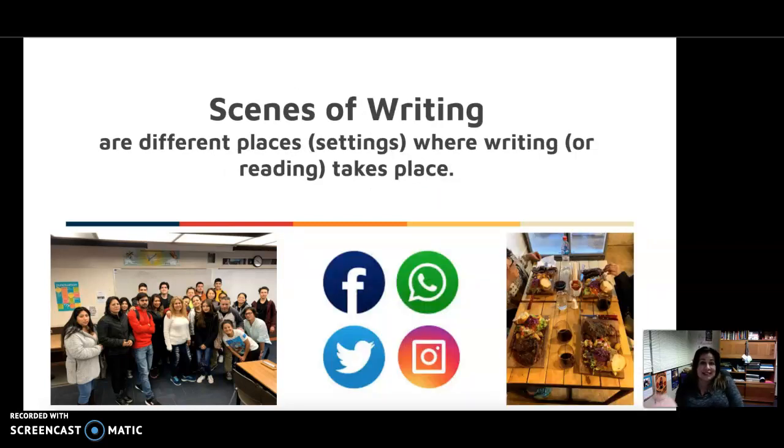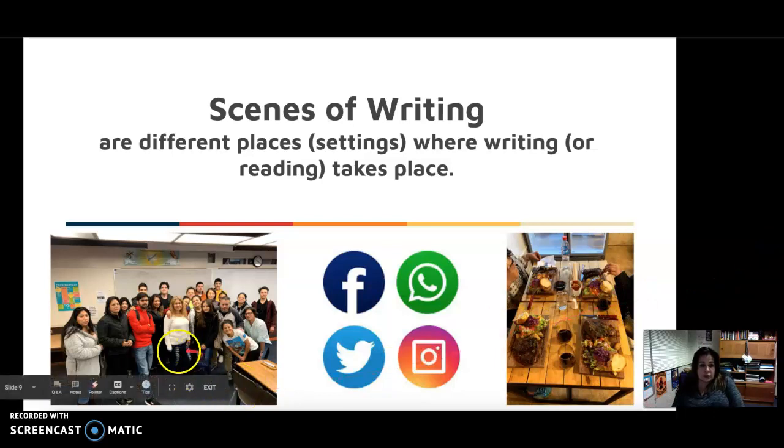Now, scenes of writing are the same thing. They're just different places where writing or reading takes place. So it's called a scene of writing, but you might be there as a writer or you might be there as a reader, either one. But it's still a scene of writing where writing is happening or writing has taken place.